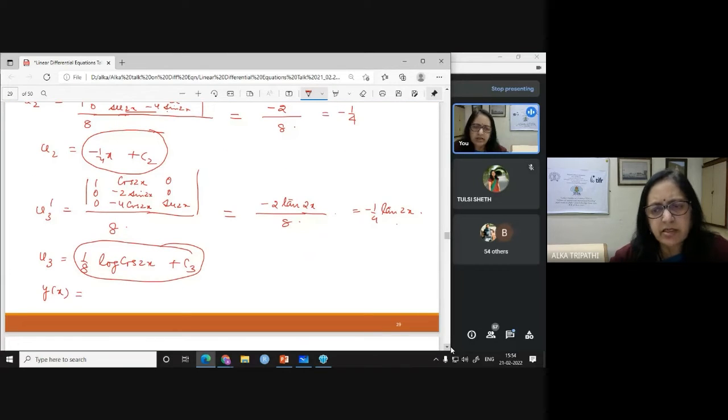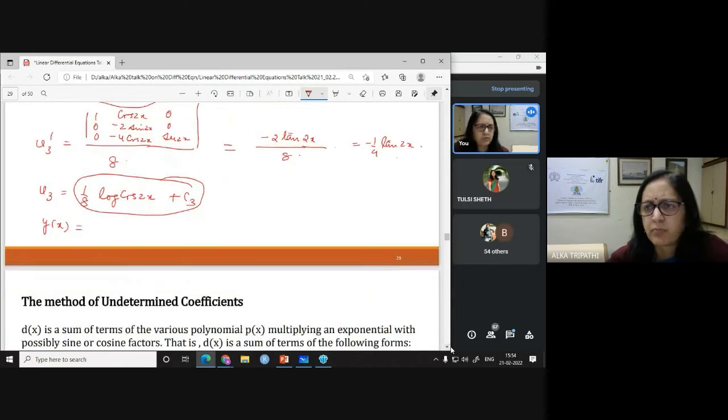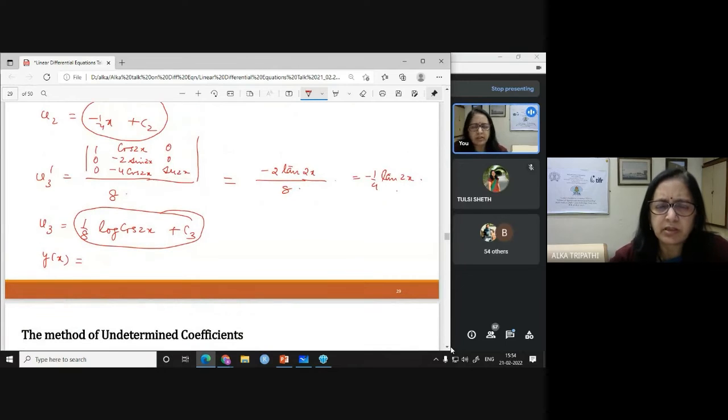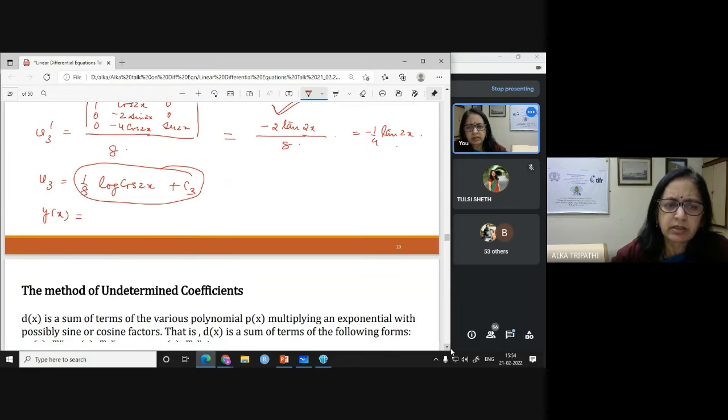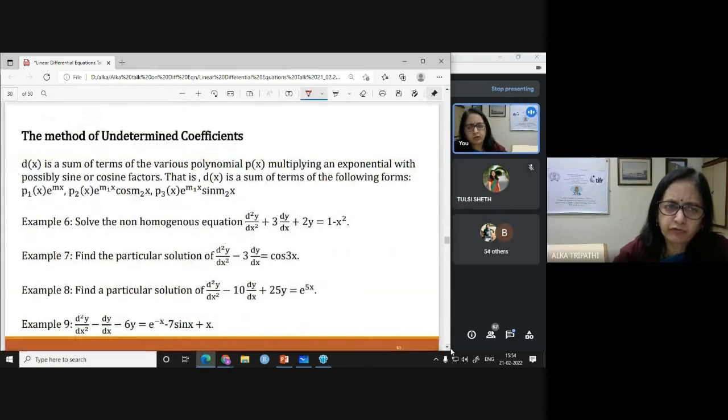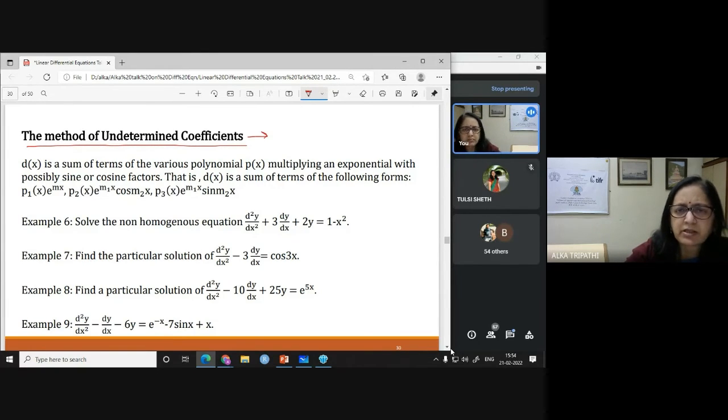Okay, that is the reason that variation of parameters is a quite powerful method. The only problem in this is the integration. We should be thorough in integration, then we don't have any problem. Now let us go for another method of finding this particular solution, that is the method of undetermined coefficients. This method is actually a special case. We cannot use this method in every second order linear differential equation.